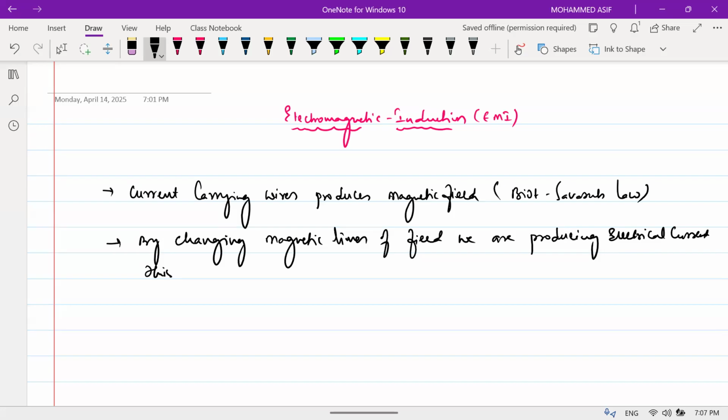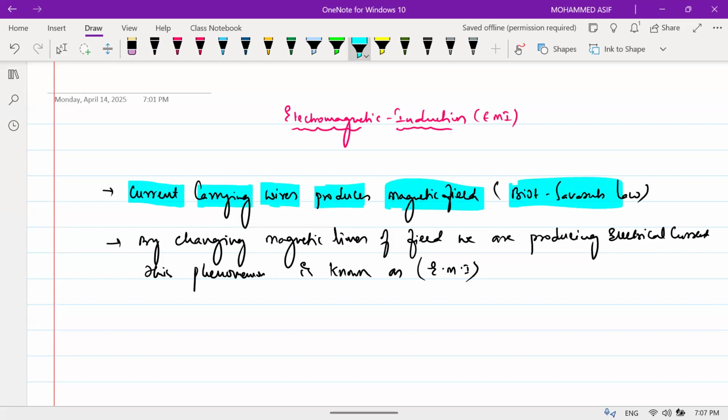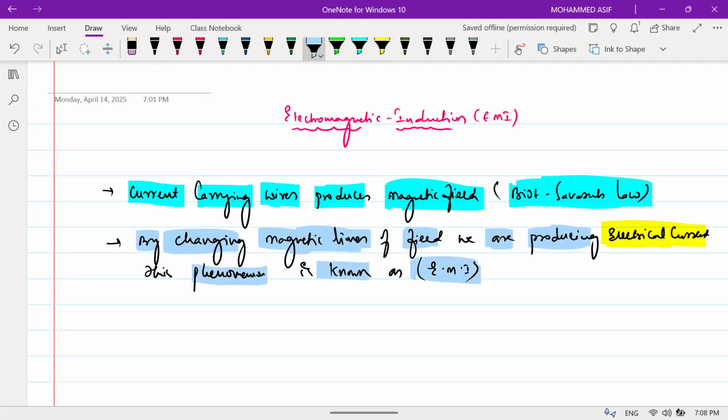This phenomenon is known as EMI. Am I clear with this one? Current carrying wire produces what? Magnetic field. That is by your Biot-Savart's law. Okay? Now here, by changing the magnetic lines of the field, we are producing what right now, beta? We are producing electrical current. This phenomenon is known as what for me? Electromagnetic induction.